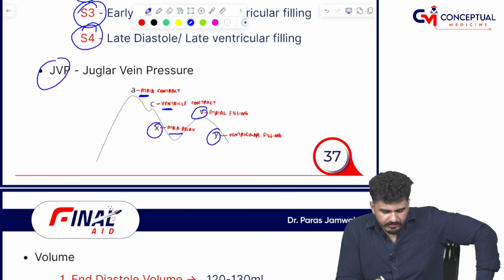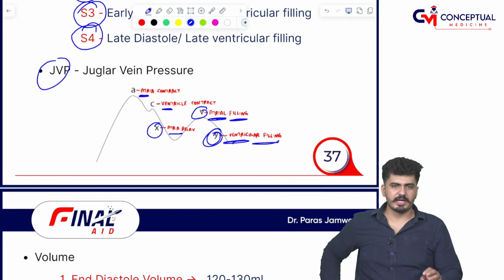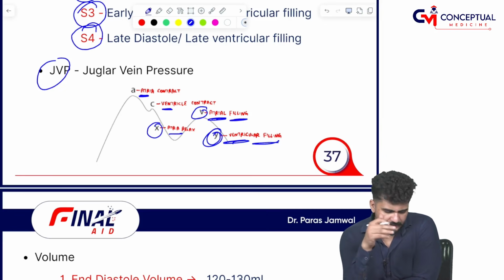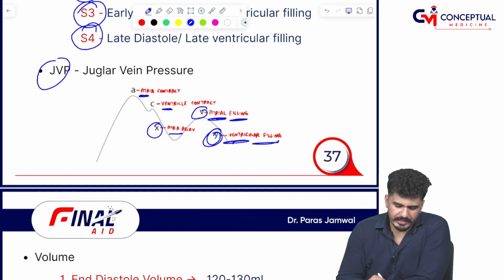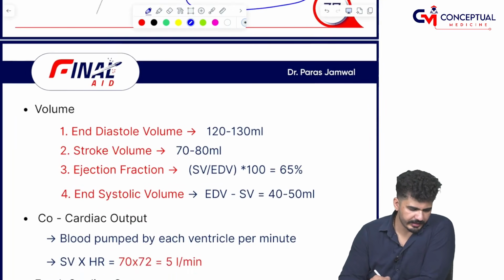V and Y. V says atria is filling, Y says ventricle is filling. So these are the 5 things you have to remember for the exam. A is atria contract. Then C, ventricular contract, X atria relax. Then there is V and Y. V stands for atrial filling, Y is ventricular filling. Done.